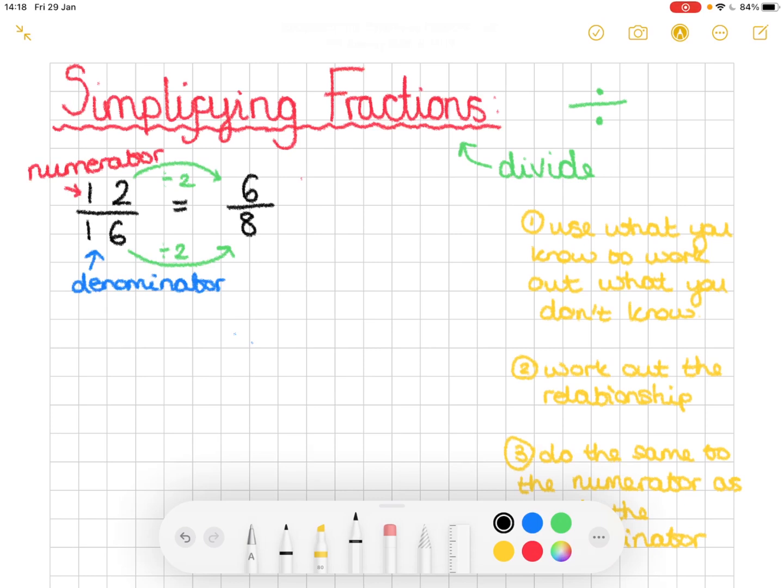So this is a simplified fraction. And what we mean by that is the end result, the equivalent fraction, is smaller than the original.